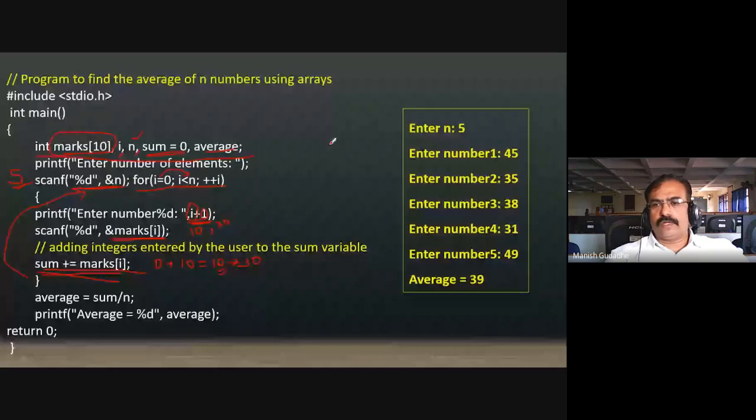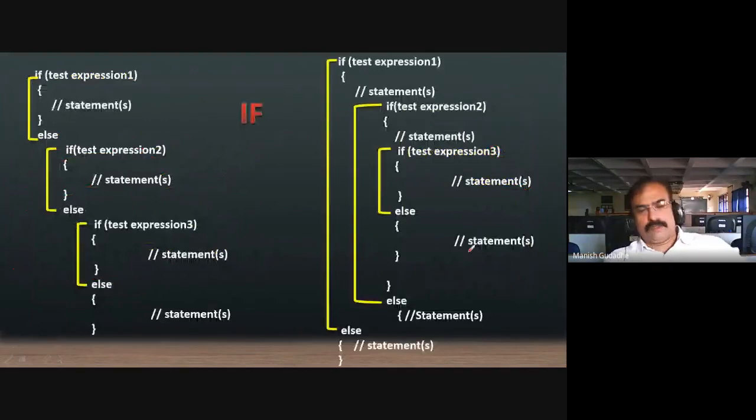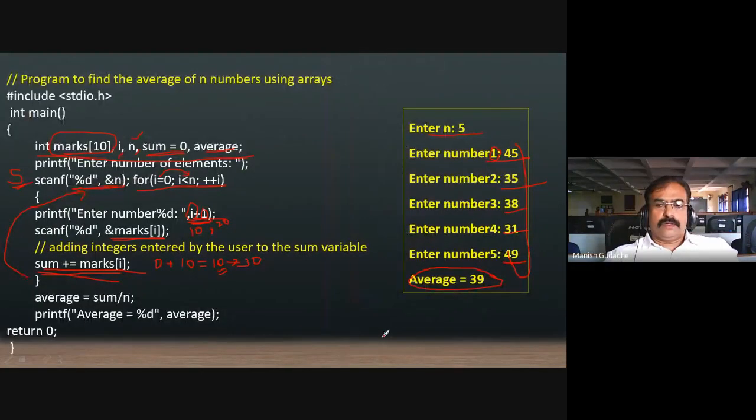We are going to enter n, then 45, 35, 38, 31 and 49. 5 elements are entered. Here you can see what I said: I plus 1 is returning 1, 2, 3, 4, 5. It's just a printable character, it's not a number. And then the average is found. So this is the way we are dealing with arrays. These are very basic discussions regarding arrays, and we'll discuss it further for more complications.